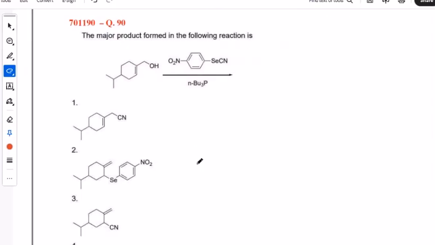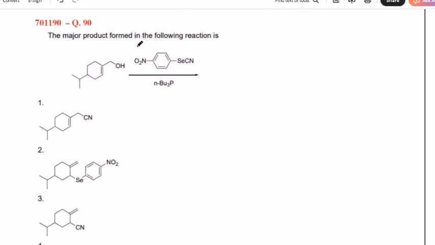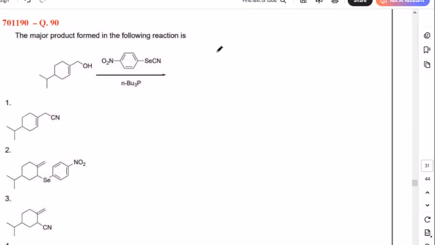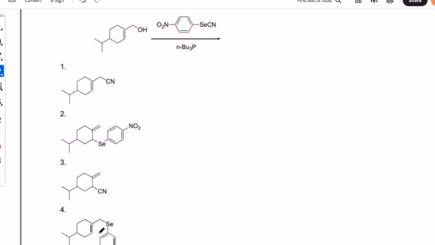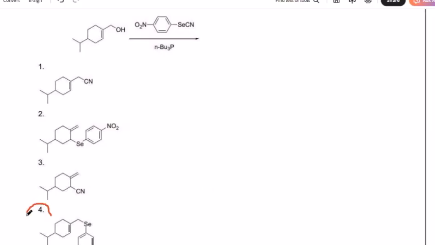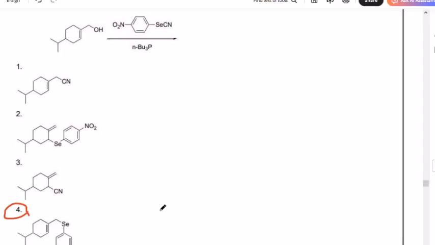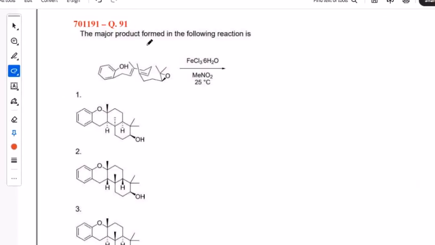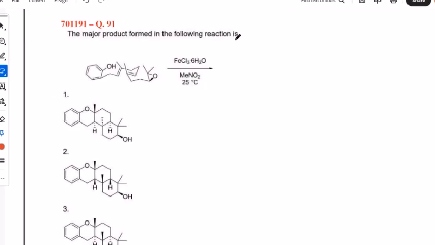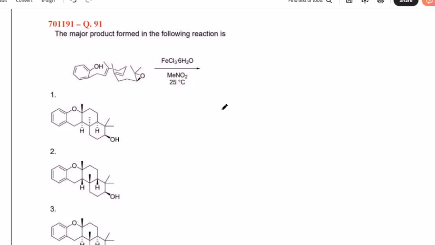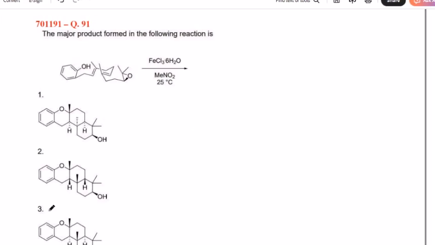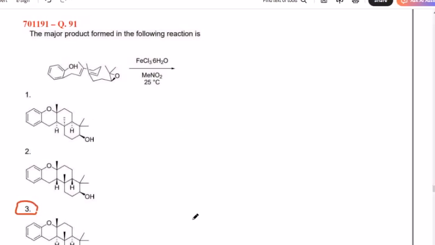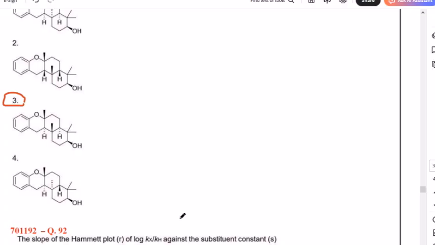Next, question number 90. The major product formed in the following reaction is, yes, it is going to give the selenium complex of option 4. So option number 4 is the correct option, friends. Next, the major product formed in the following reaction with iron chloride, nitromethane. Yes, it is going to give compound 3. Product 3 we are going to get. Option number 3 is the correct option, friends.